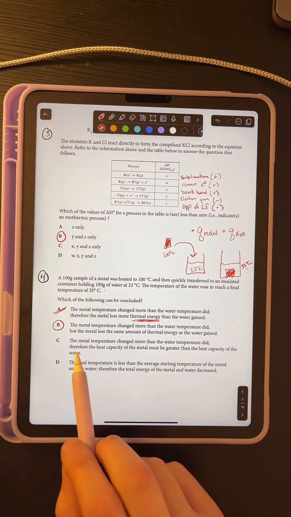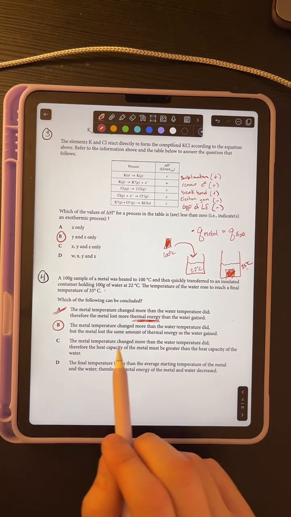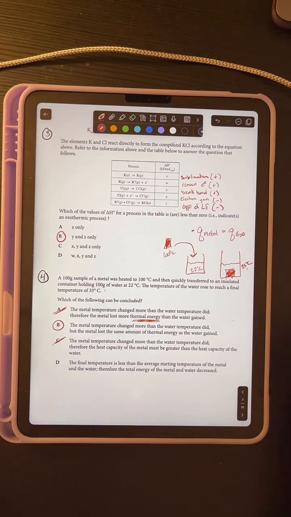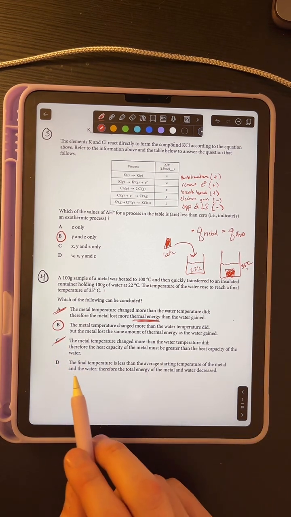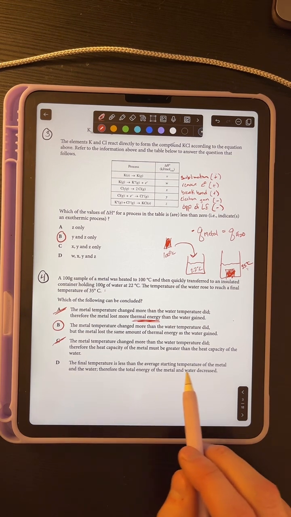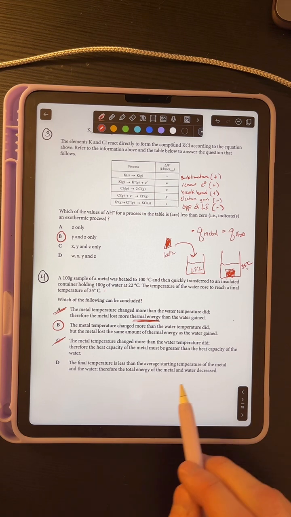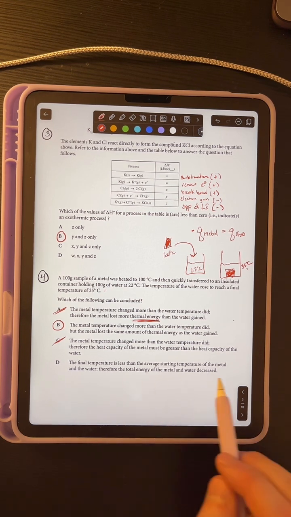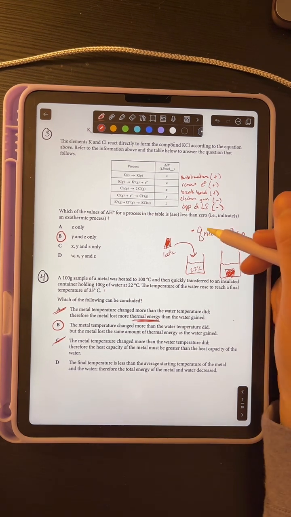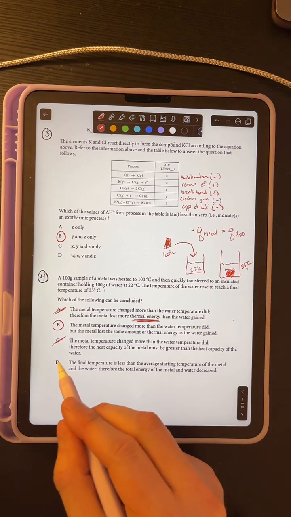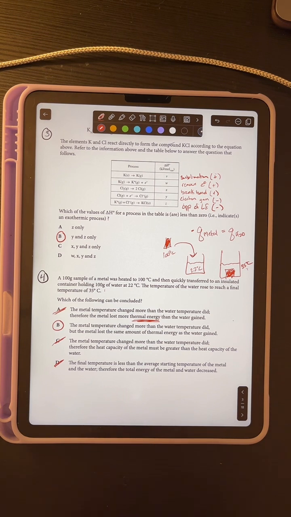And then if we go here, the metal temperature changed more than the water temperature did. Nope, because we already said that that wasn't the case. And the final temperature is less than the average starting temperature of the metal and the water. Therefore, the total energy of the metal and water decrease. That is just not true. We are decreasing one and increasing the other. So that is also false.